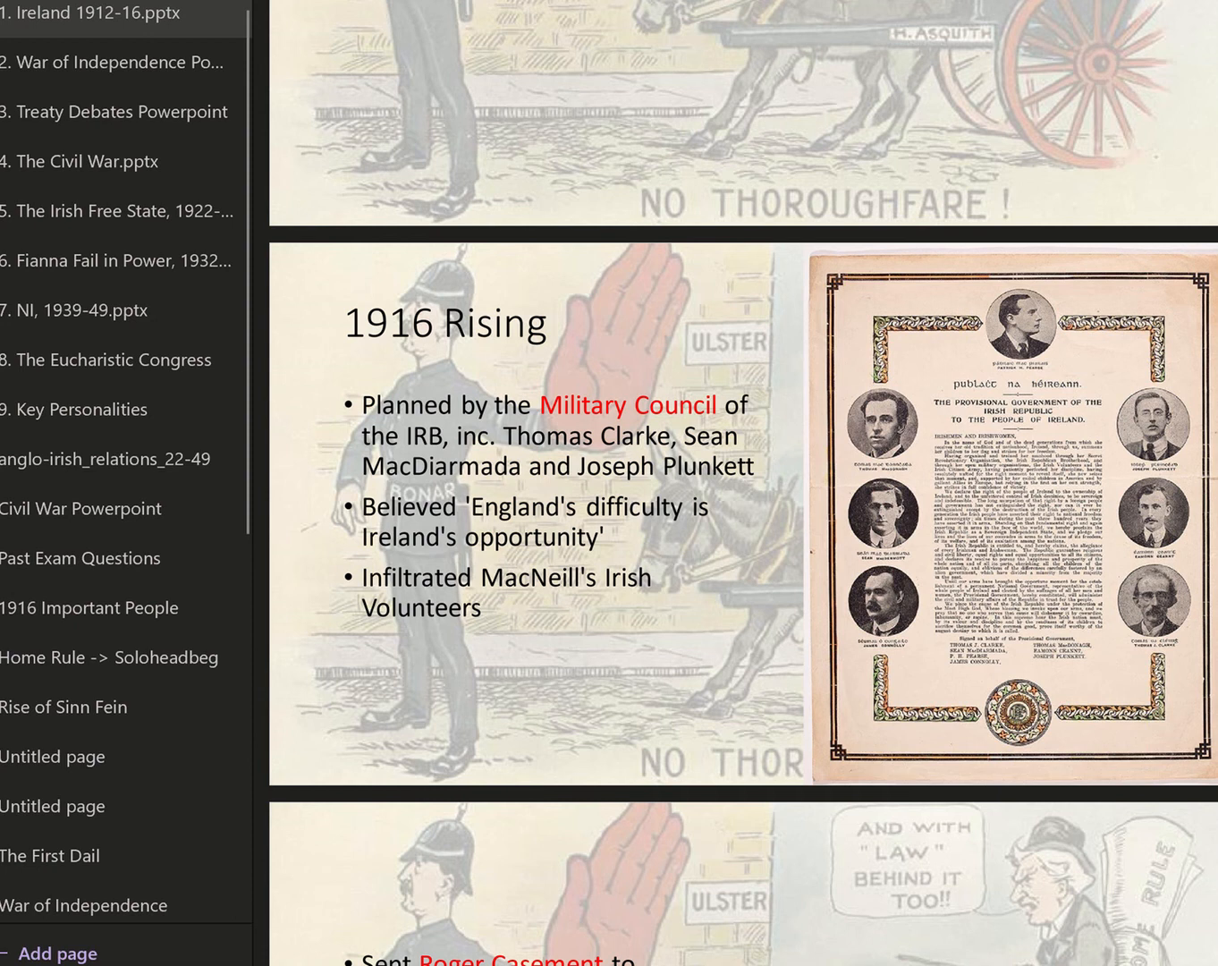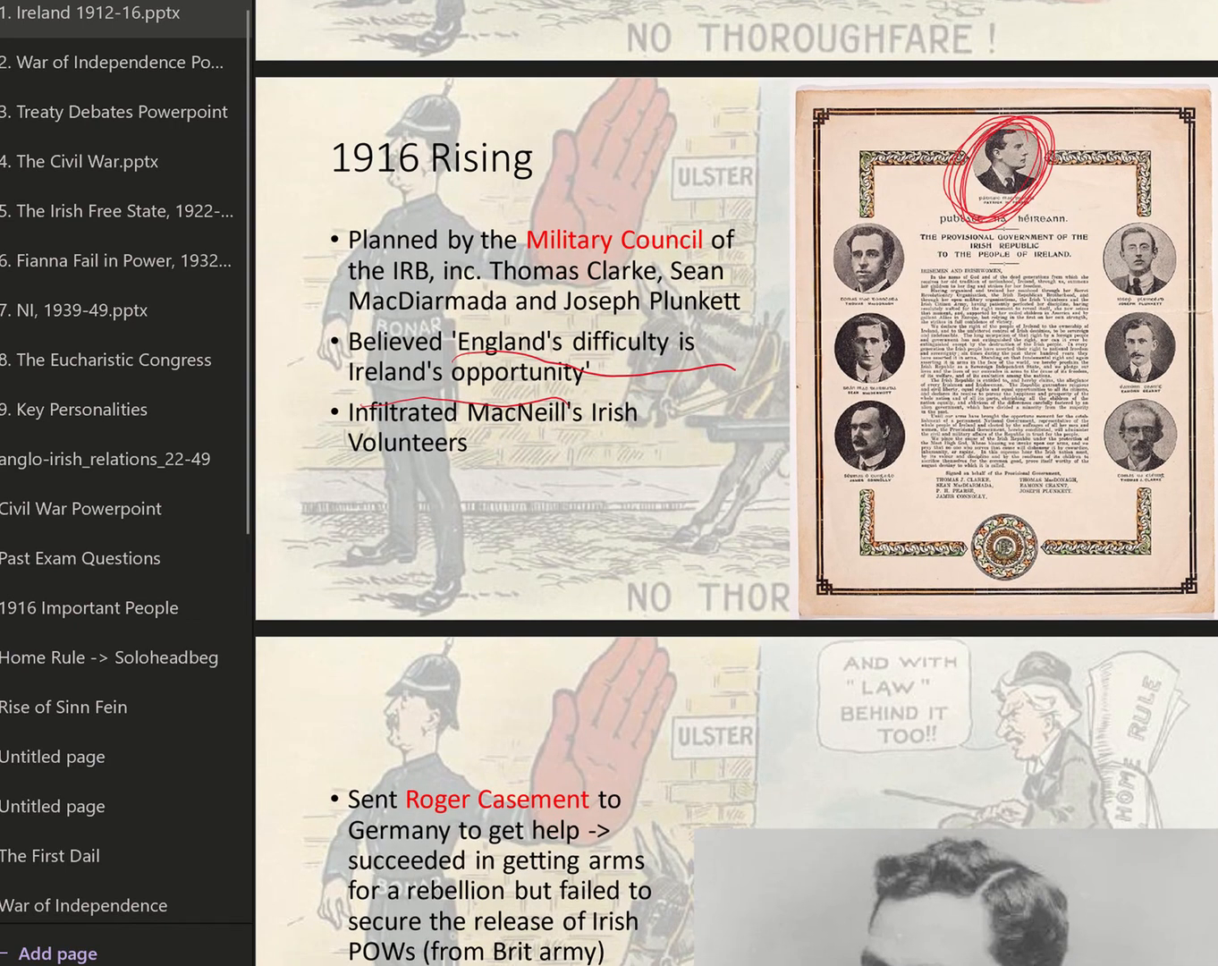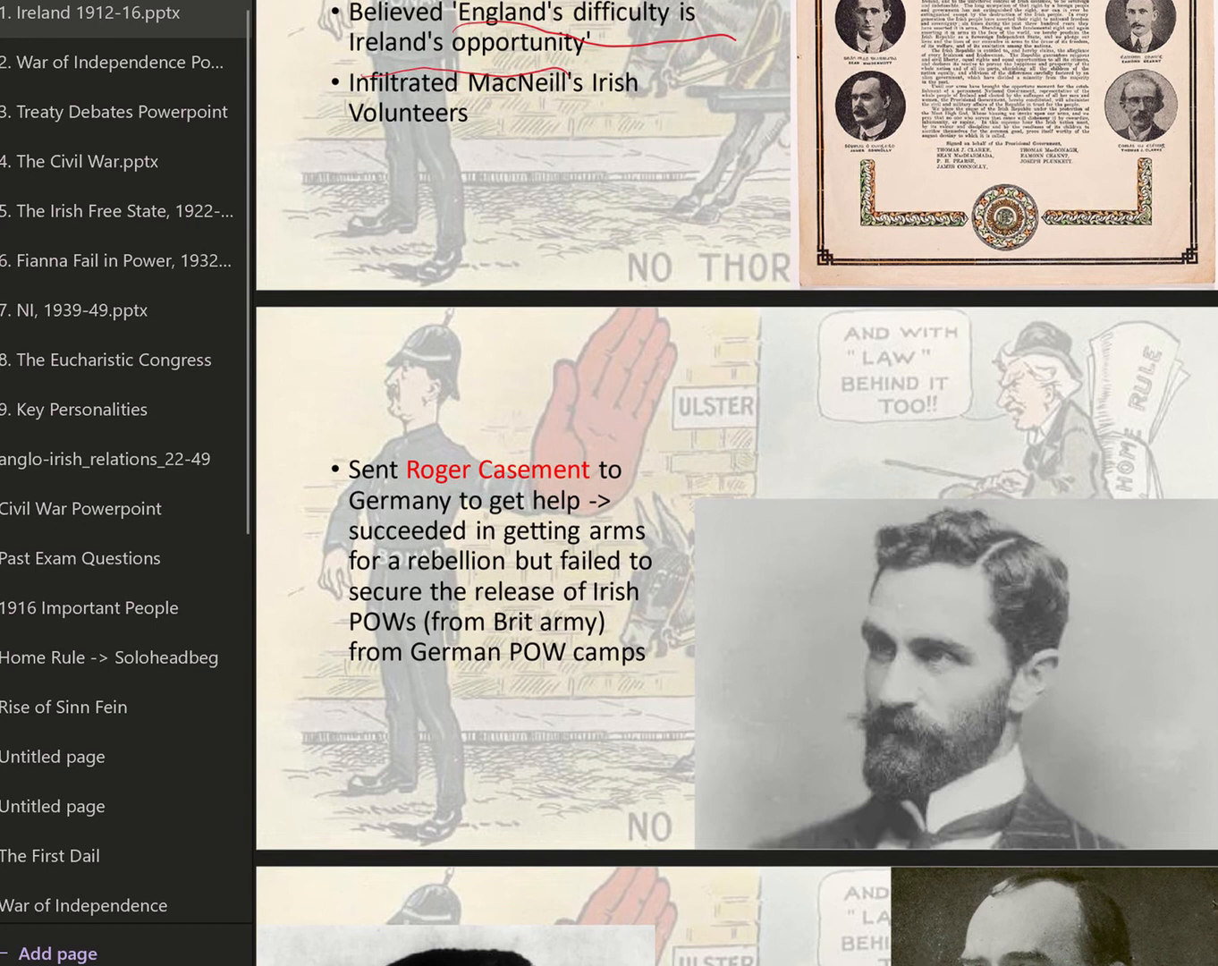Those 7 men that you can see in the picture there, mainly Pádraig Pearse obviously being the key one, but other ones being Sean McDermott, Joseph Plunkett, Thomas Clarke, etc. And they really firmly believed in this idea that England's difficulty, World War One, is Ireland's opportunity to get full independence. These men wanted full independence. They didn't want home rule. Home rule wasn't enough for them. And they'd also infiltrated MacNeill's Irish Volunteers, so the group that we were talking about earlier on, who wouldn't get involved in the war.